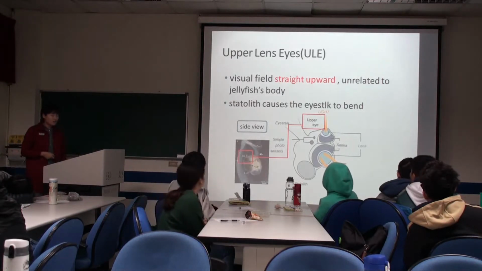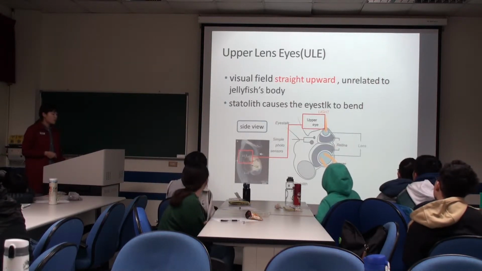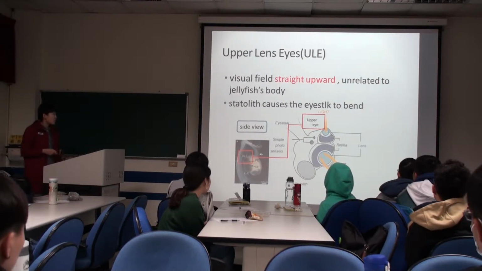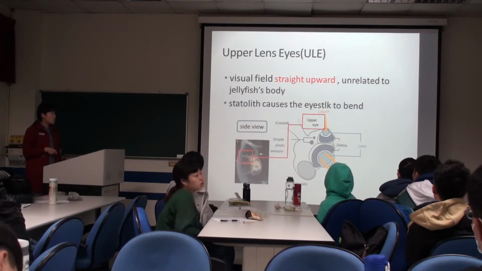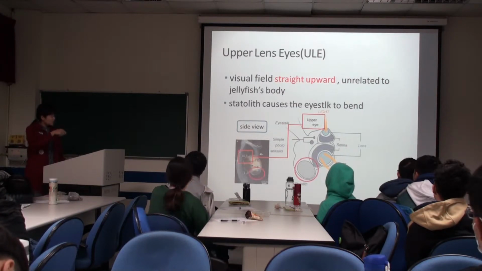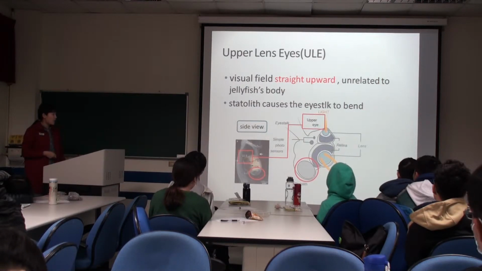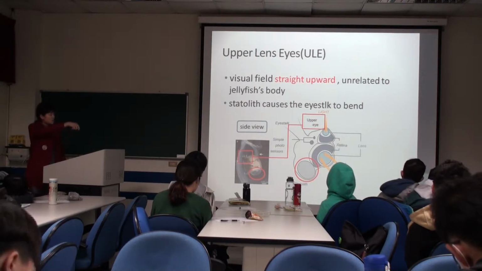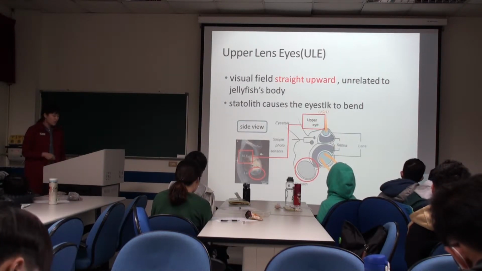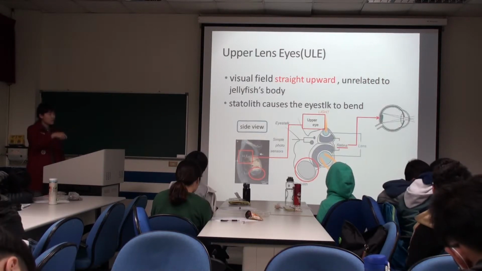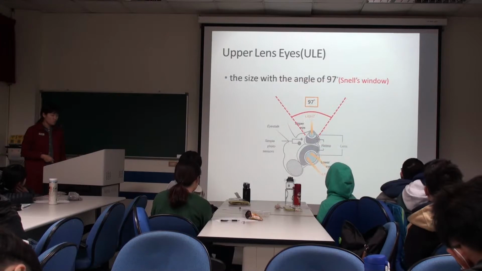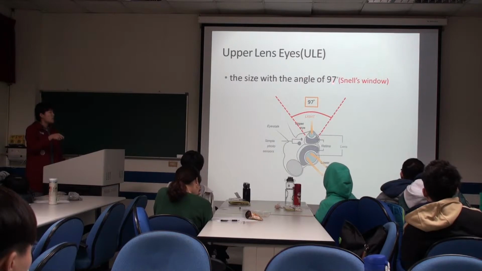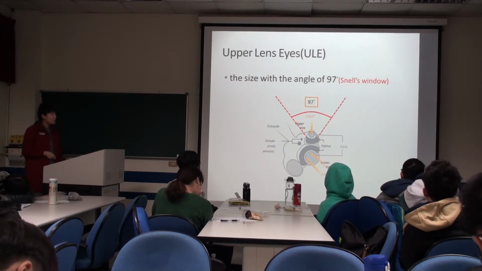Next, what are the upper lens eyes? Upper lens eyes always keep the visual field straight upward at all times, unrelated to the direction of the jellyfish's body, because the statolith here causes the eye stalk to bend. So the upper lens eye is always upward and the lower lens eye is always downward. And the retina is the place where it can form images. The sides of the visual field are closed with an angle of 97 degrees here because of Snell's window.